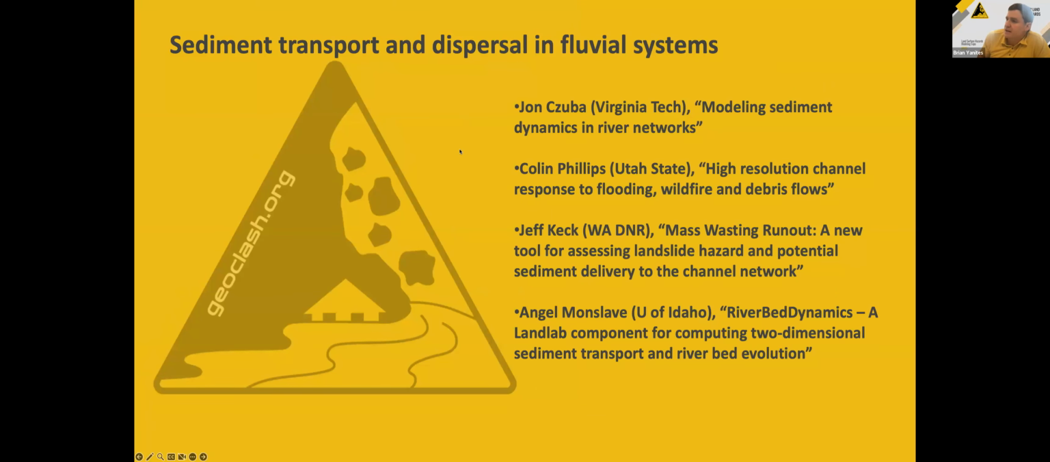So our lineup today is, we'll start with Jon Czuba from Virginia Tech, and then Colin Phillips from Utah State, followed by Jeff Keck from the Washington DNR, and then Angel Monslave from the University of Idaho. So we'll see a wide range of modeling approaches in different parts of landscapes and different types of data that we might think about in this fluvial dispersal and sediment transport.